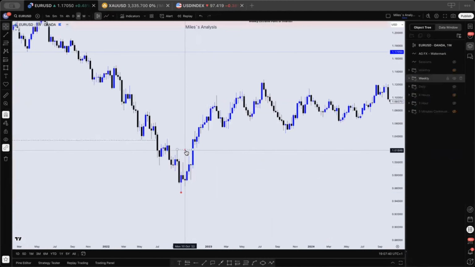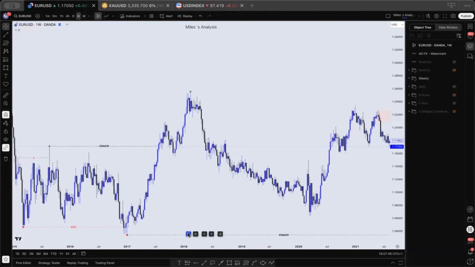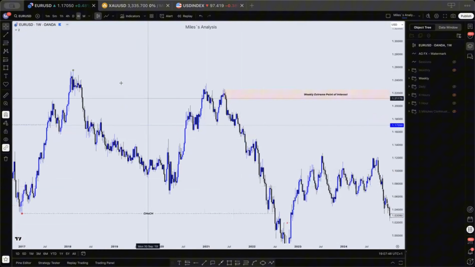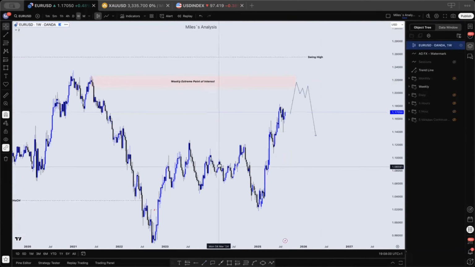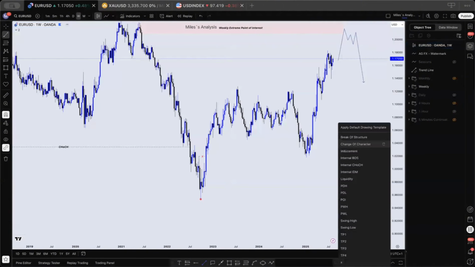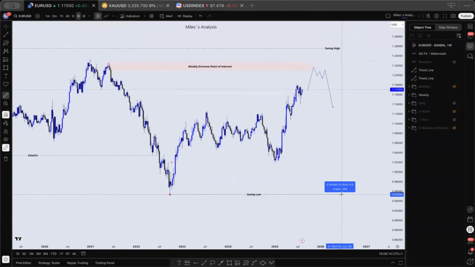So the moment this inducement was taken out, this became a valid lower low, and a valid higher high is the highest point that caused this change of character, which is this one right here. So on the weekly time frame, this would be our swing high right here, and this would be our swing low, the lowest point before price took out inducement. So this is the dealing range we have currently on the weekly time frame.